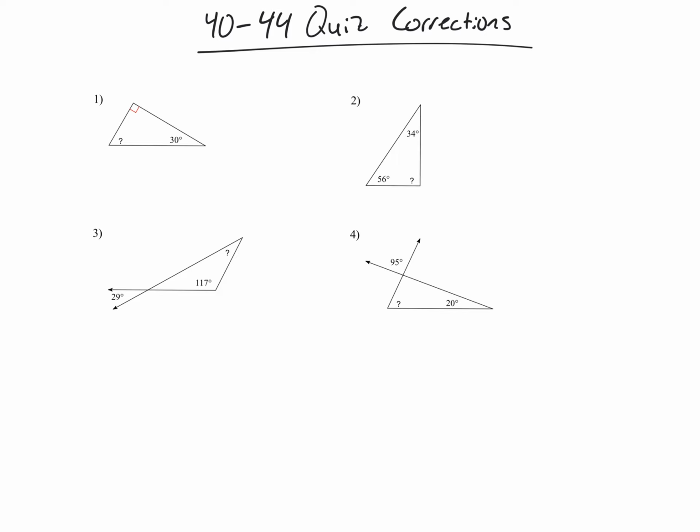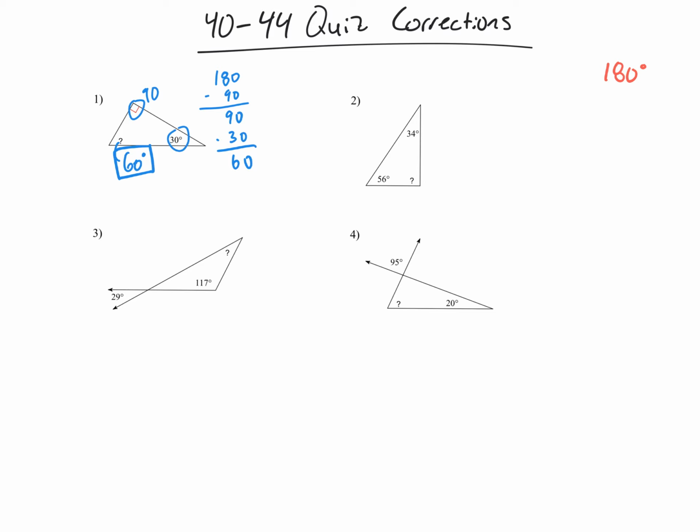For these first four, we need to remember that all three angles in a triangle add up to 180 degrees. So for number 1, this one is 90 degrees. This one is 30 degrees, so I'm going to say 180 minus 90, which gives me 90. And then I'm going to go ahead and subtract that other one, which would give me 60 degrees. So this angle right here is 60 degrees.